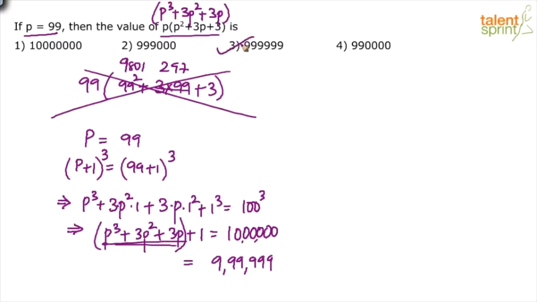All right. I don't know how many of you have actually substituted the value of P equals 99 and did the complete calculation, and how many of you have done it in a smart way like this. Again, you can cut down a few steps. You don't have to write P equals 99, P plus 1 whole cube equals 99 plus 1 whole cube. You can directly start with this equation: P cube plus 3P squared plus 3P plus 1 equals 10 lakhs. So I think it would not take more than 10 seconds to do the complete solution here.